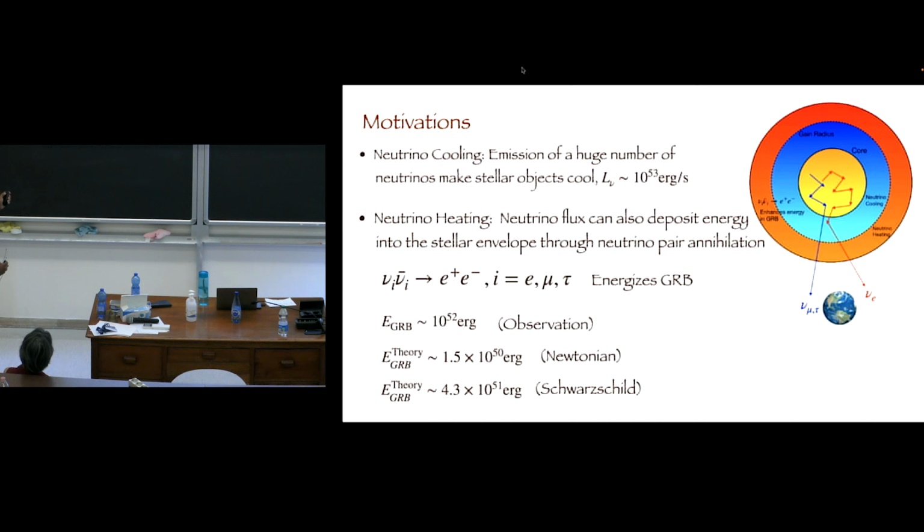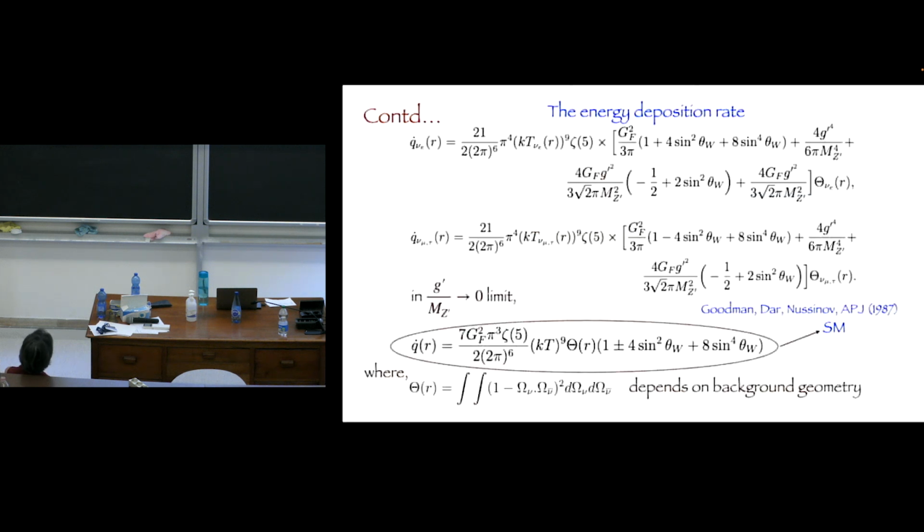So if you calculate this process, the energy deposition for ν̄ going to e+ e-, you will get different results for different backgrounds, as you are considering compact stars, so the geometrical or background effect is important. If you consider the Newtonian background, you will get 10 to the power 50 erg, 2 orders of magnitude smaller than the maximum. And if you consider Schwarzschild, you will get 1 order better than the Newtonian result.